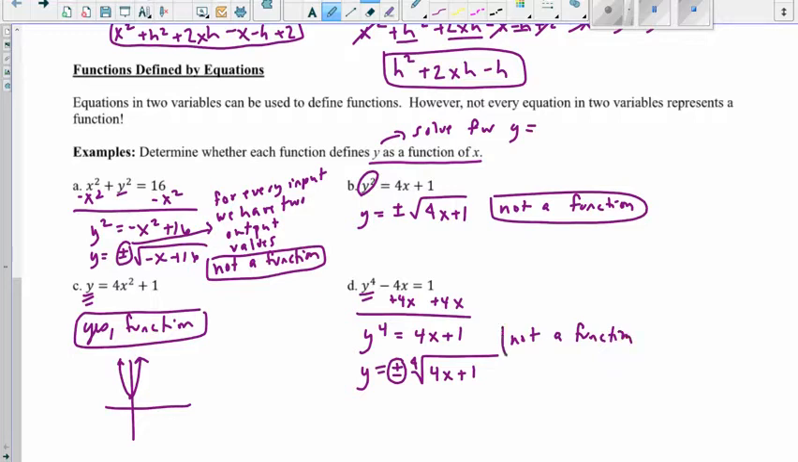So really, anytime you're solving for y equals, and if your y has an even power, you know that it is not going to be a function.